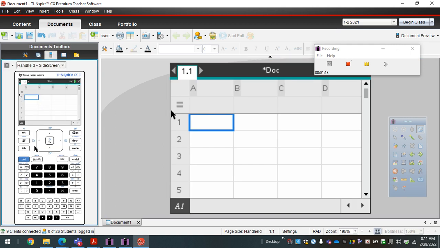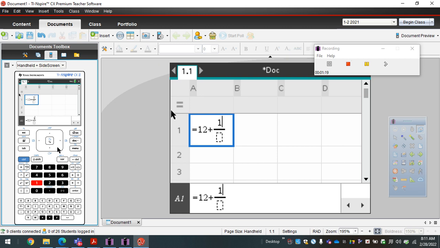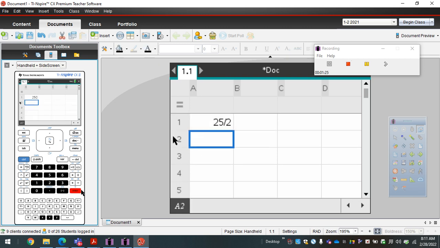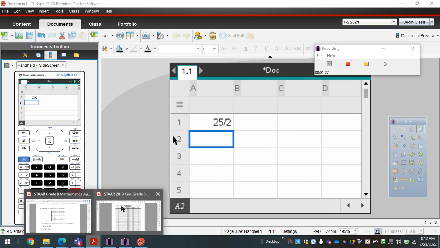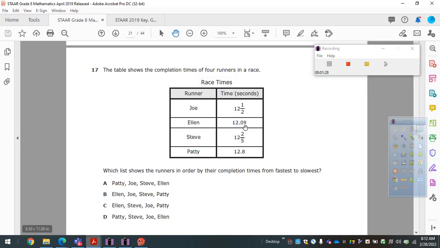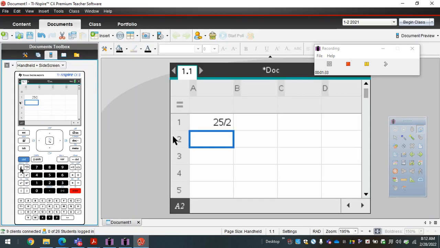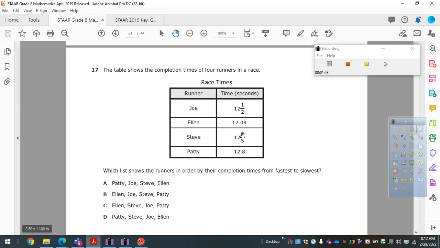Then we go to equals 12 plus, and we'll put a fraction of a half. Enter. Make sure you know you have the equal sign there. The next number is 12.09. So we'll go back to the calculator and type in equals, don't forget that, 12.09. Enter. Equals, the next one is another fraction of 12 and 2/5. Y'all see it? 12 and 2/5.